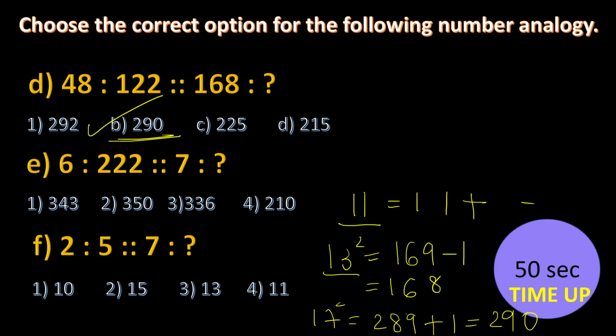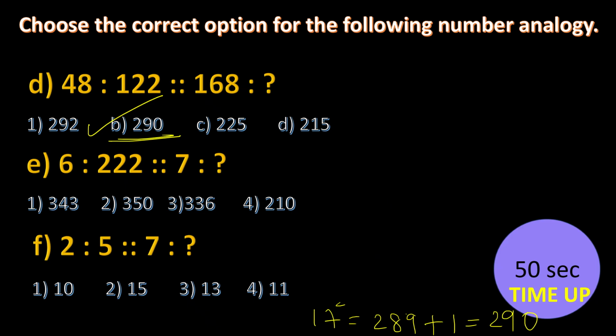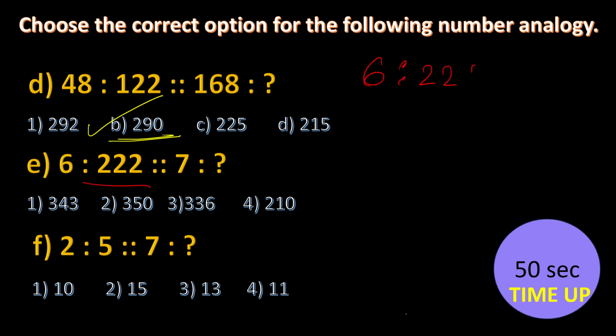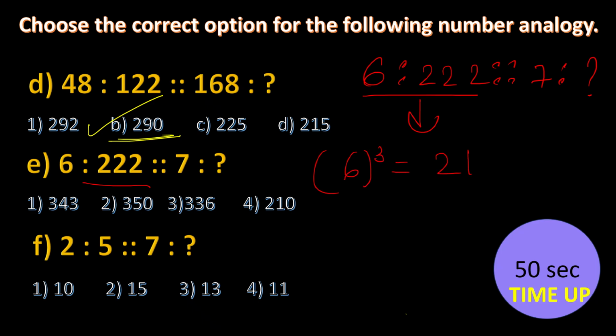222, just now we had solved that. 6 cube is how much? 216. Plus 6 they have done in order to get this 222. Correct? So 6 is to 222. Then you have 7 is to what? So just now we had seen this. 6 cube is what, students? 216. Plus the same number of which we are removing the cube. 6 is added, which will give you 222.